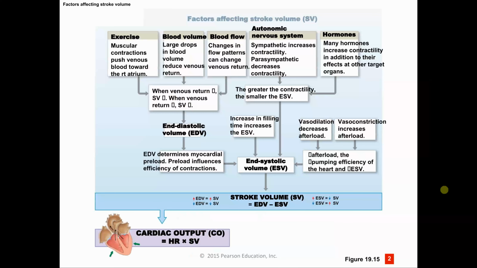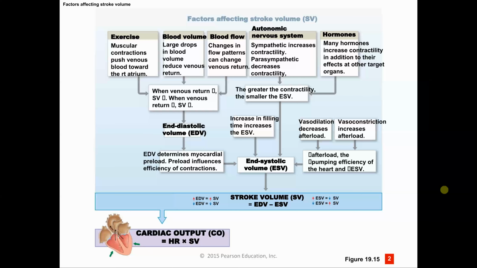Alright, so here are the things that affect stroke volume. So remember that stroke volume is going to be the end diastolic volume, the amount of blood that comes into the heart, minus the end systolic volume, the amount that's left over after it contracts. So then we can affect either of these to affect the stroke volume. And remember, the stroke volume times the heart rate is going to give us the cardiac output, which is really what we care about. How much blood is actually making it to our tissues per minute.